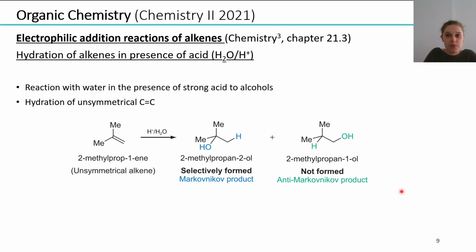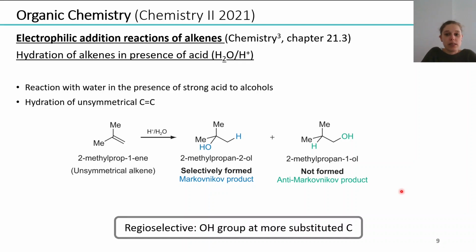anti-Markovnikov product. So now you might wonder, is it then possible to form a primary alcohol? And I can already say yes, it is. And therefore we just have to go another way, which will be explained in the following slides. We will have an addition of borane instead of hydration of the alkene.